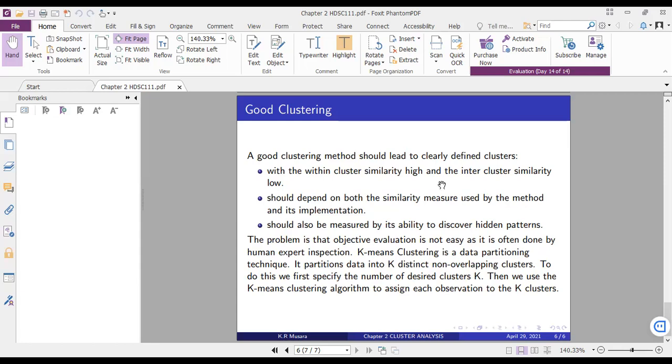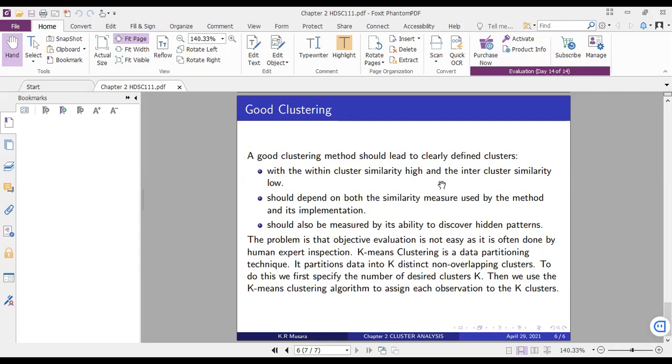These are three points that give us an insight to say what is a good cluster or what is a good clustering method. And that's it. So the problem is that objective evaluation is not easy, as it is often done by human inspection.